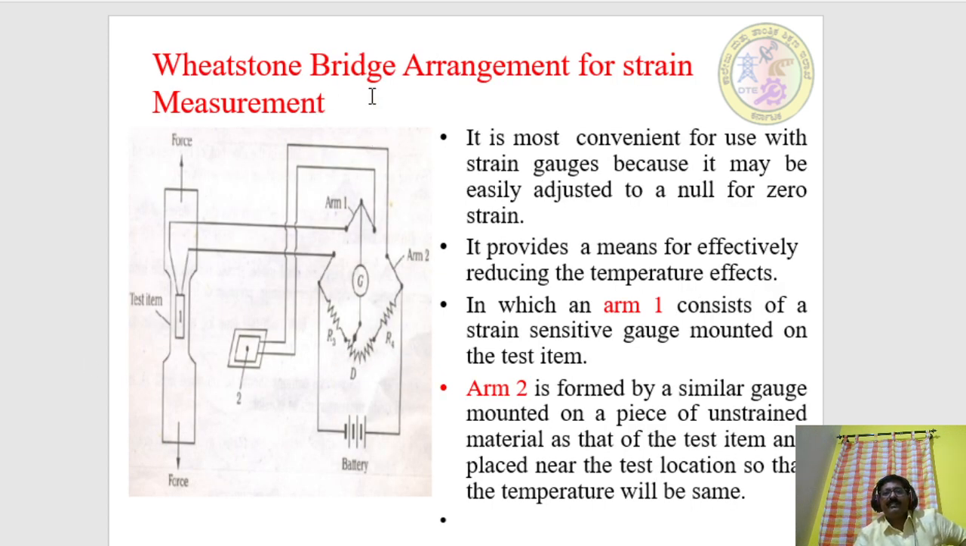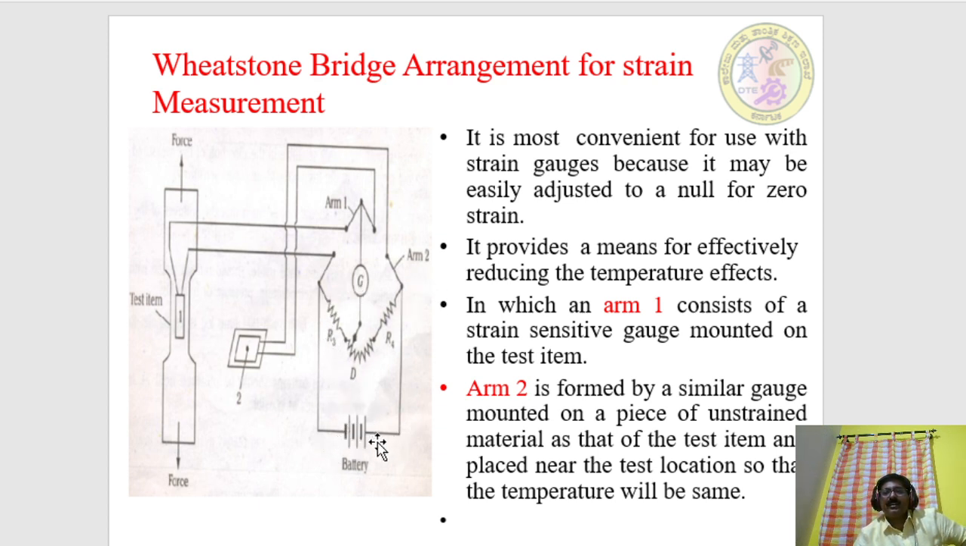Now, a Wheatstone bridge arrangement for strain measurement using a certain specimen. See this sketch, which shows a particular specimen being strained by a tensile force. There will be two different arms, R1 and R2, which have been connected with a battery at the junction here.